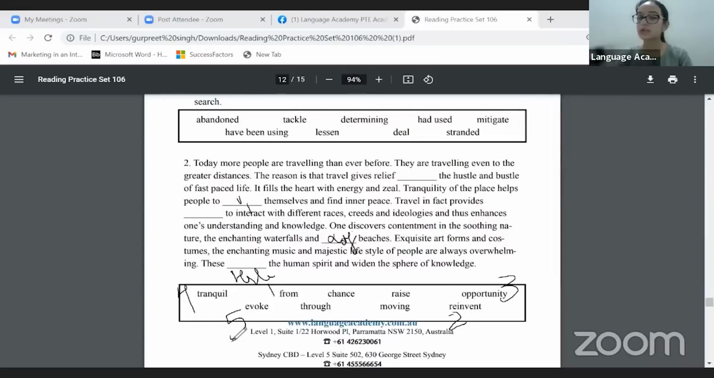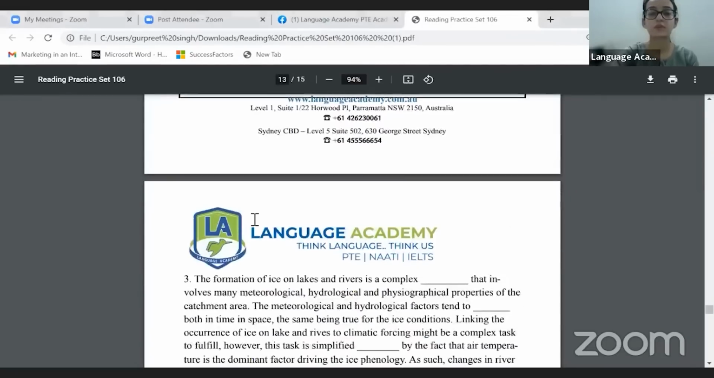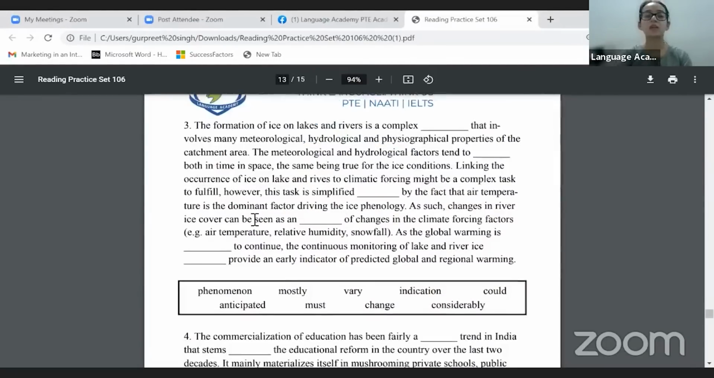Right? Any doubts, anybody in this question? Okay, let's move on to the next one. Third one, and 2 minutes to post your answers.